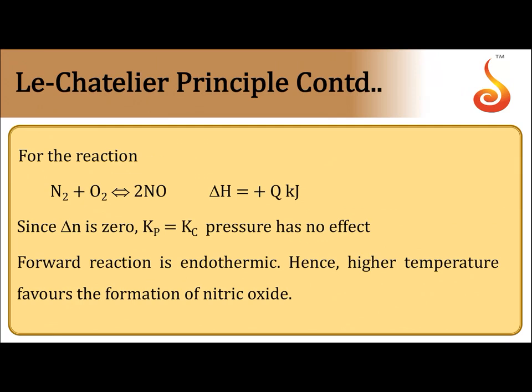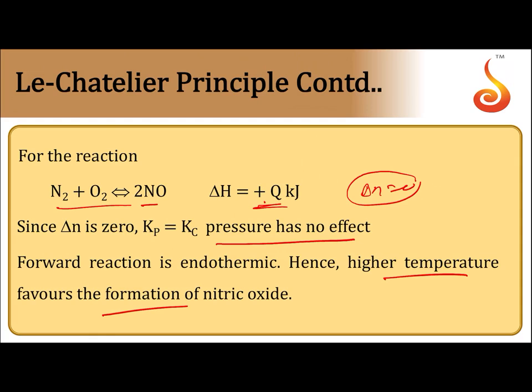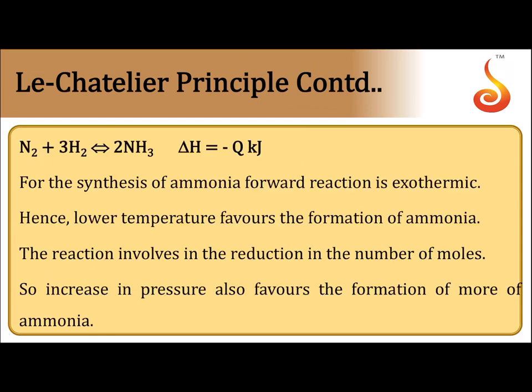Now, examples of Le-Chatelier's principle. Take the formation of nitric oxide. The reaction is endothermic in nature, and here delta n is equal to 0, which means there will not be any effect of pressure. Delta H is equal to plus Q, which means an endothermic reaction. Therefore, at higher temperature the reaction moves in the forward direction.